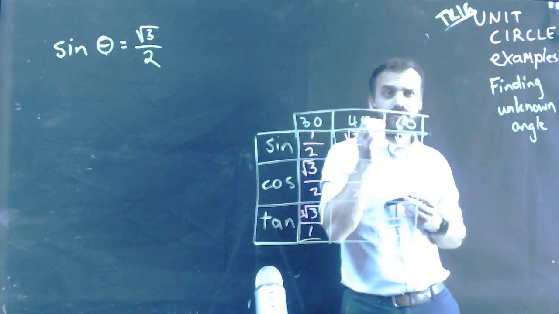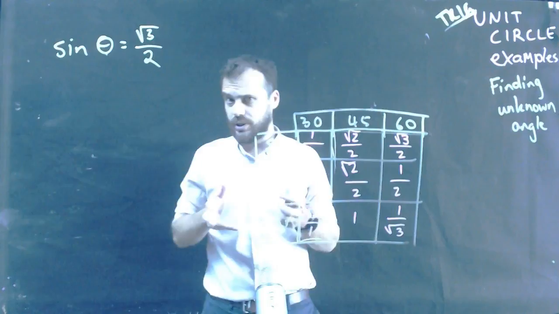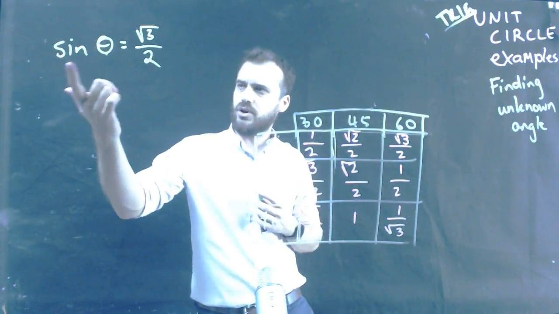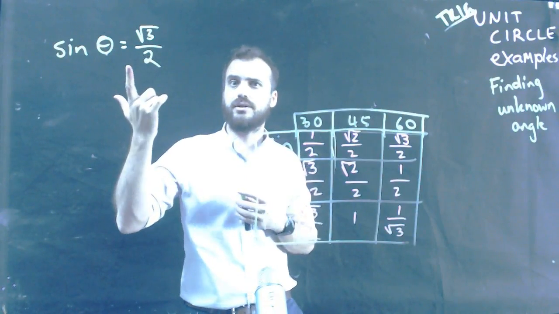So in this video I'm going to be finding an unknown angle. And at first glance it looks really easy, but then it gets more complicated. So the question: sine theta equals root 3 on 2. You've got to ask yourself, what's theta?